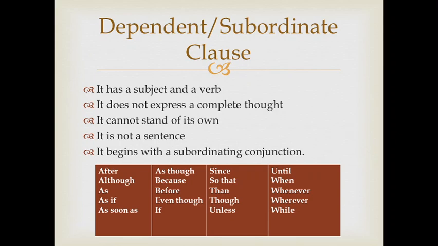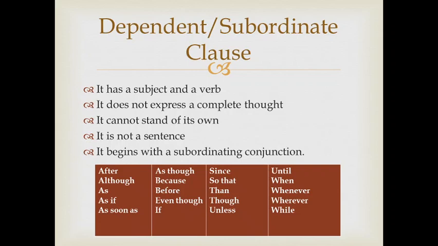So what is a dependent clause or a subordinate clause? To define it, it has a subject and a verb. A dependent clause has a subject and a verb. It does not express a complete thought. So the meaning is incomplete. It cannot stand on its own. A subordinate clause can stand only when it is attached to an independent clause. It is not a sentence, because it is not complete on its own.